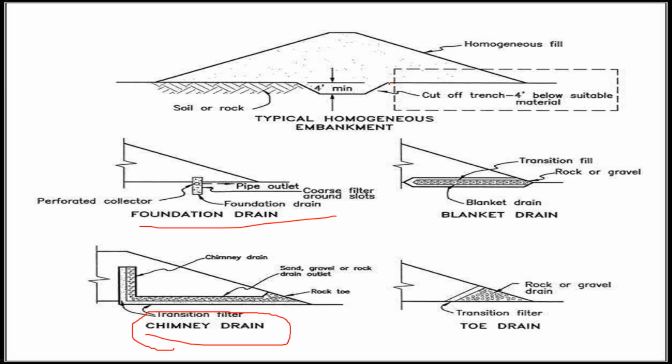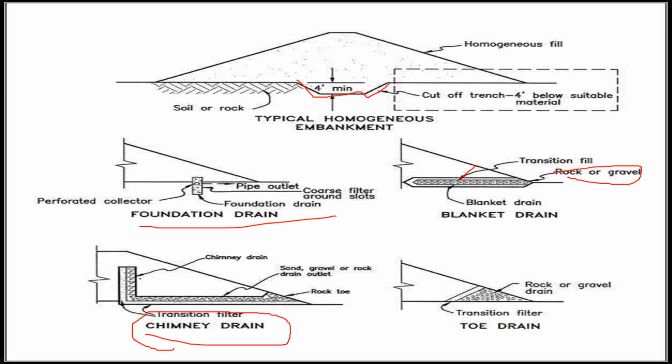This one is nothing but a trench, mainly for drainage purpose. All this will be helpful. And here the blanket drainage will be the transition fill. On this side we are providing transition fill, and at the end we are providing some rock or gravel. Again, same here, this is our transition filter. This is also a transition filter, we can say, or rock or gravel.